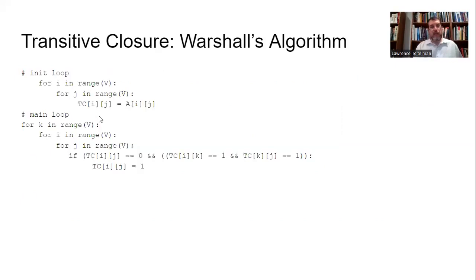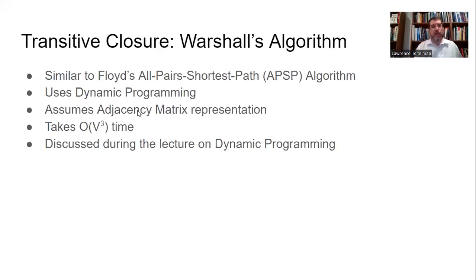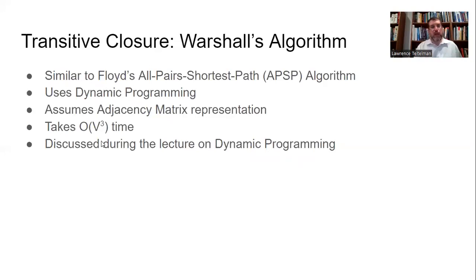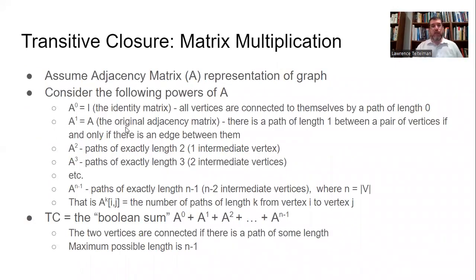Everyone see that? So here's your adjacency matrix, right? That's your starting point for this algorithm. It takes O of V cubed time because you got a loop inside a loop inside a loop. So that's the V cubed. And we talked about it a little bit in the lecture on dynamic programming. All right, so that's one approach.